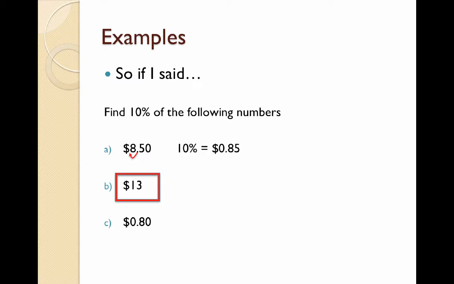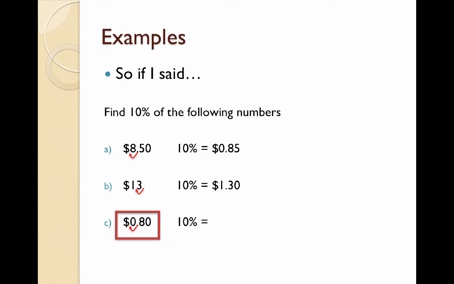There's no decimal point. Well, remember from the previous video, our decimal point is just after the units column, which means it's just to the right of that 3. If I move it back one spot, my decimal point will now be between the 1 and the 3, meaning that 10% is $1.3 or $1.30. For 80 cents, if I want to find 10% of that, I take my decimal point, I move it back to the left one spot, so 10% is 8 cents or $0.08.